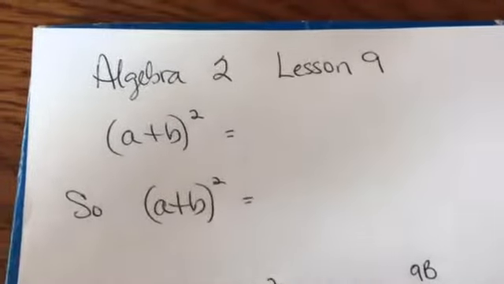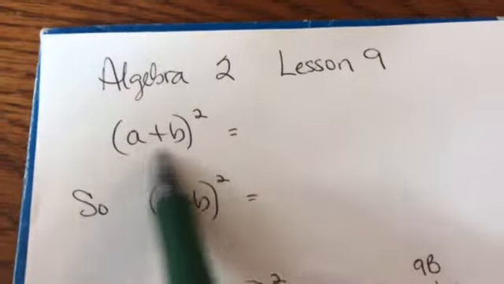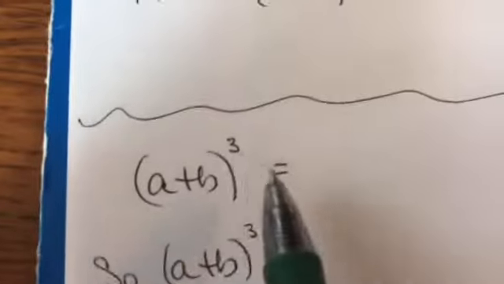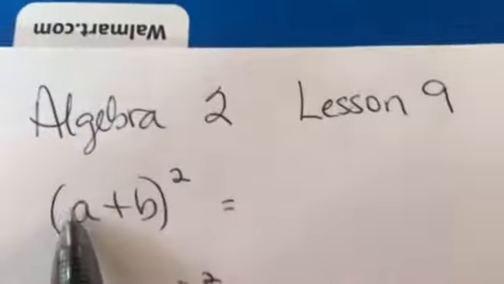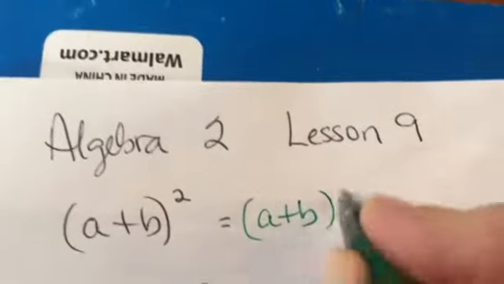This is for Algebra 2, Lesson 9, and we are learning how to square a binomial, and then we will be cubing a binomial and see what happens. Now, a lot of people will make the mistake of saying this is a squared plus b squared, but it's so much more than that. Remember, when you square something, that means you multiply it times itself twice.